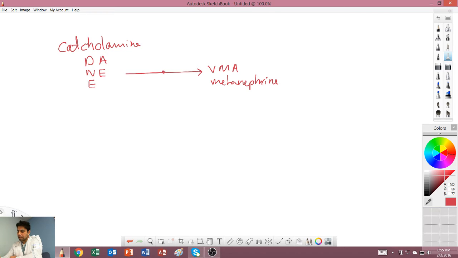The enzyme here, I think in your book it's number 8. Enzyme number 8 should be two of them: catechol O-methyltransferase, or monoamine oxidase. Two very important enzymes, because they decrease the concentration of norepinephrine, dopamine, and epinephrine. They break them down.